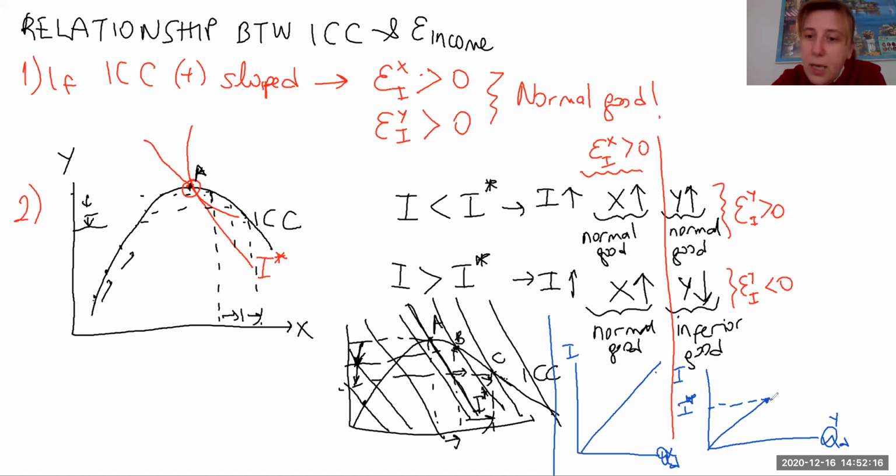But after this income level, it's becoming an inferior good, which means that it's becoming negatively sloped after these threshold levels. So until this income level, good Y can be defined as a normal good for this person. And after this income level, it's becoming an inferior good.